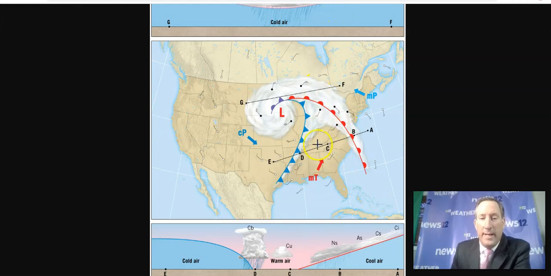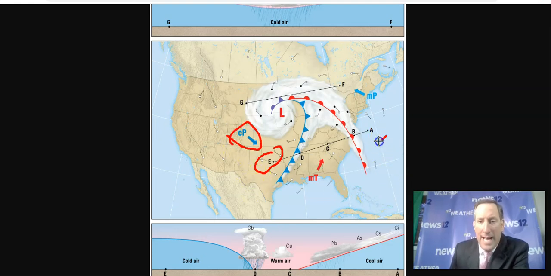Now at point D, ahead of the front, that's where we have the clouds. Best chance of thunderstorms, tornadoes, winds south-southwest. Pressure is falling ahead of the front. Pressure is rising behind the front. Warm maritime air mass at D. Now we go over to point E. Skies are clearing. Winds west-northwest. Dry, cooler air. Continental polar air mass.